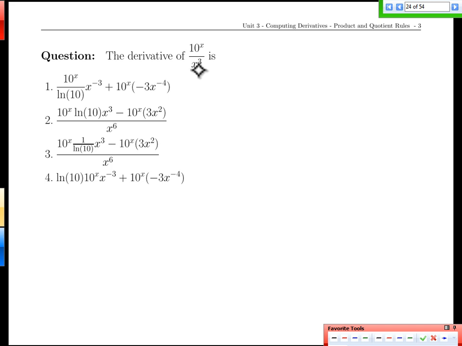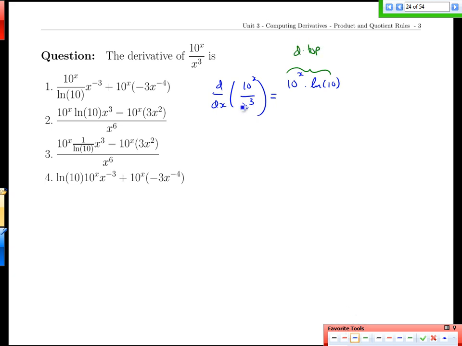Okay, so rather than trying to match the derivative here, I think it's most straightforward to actually compute the derivative ourselves and then see which function on the left actually is the correct answer. So we have the derivative of 10 to the x over x cubed. Now that's definitely a quotient rule, so we have to be careful about what we're going to do here. So we're going to use the quotient rule, and we're going to take the derivative of the top, and the derivative of 10 to the x is 10 to the x ln 10. That's from our exponential type rules.